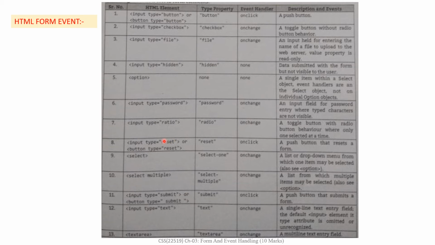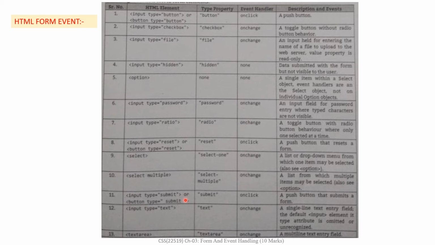This is input type equal to reset. It is used for reset, and it is a push button. The event is a push button that resets the form. So select one. This is the onchange event, a list or drop down menu. Then select multiple. The property is select multiple, a list from which multiple atoms may be selected.